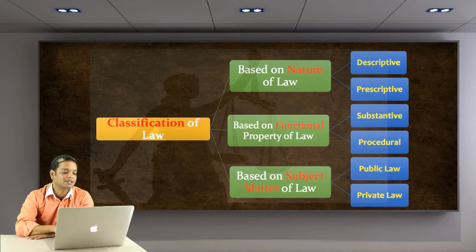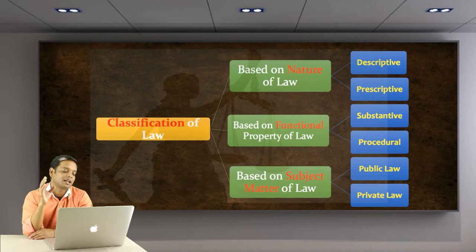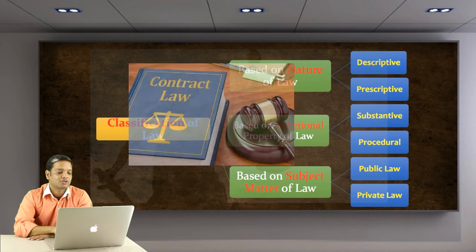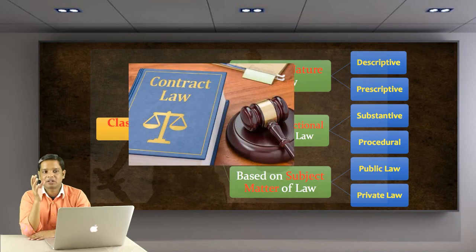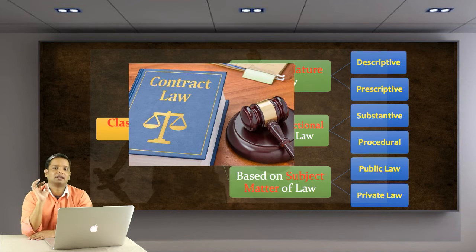It basically governs the individuals, community, society, religious group, you can say like that. For example, contract law. So see, this is the private law because you have the freedom to make the contract and to make the terms and conditions based on that, and that will be followed accordingly. So that is one of the examples of private law.